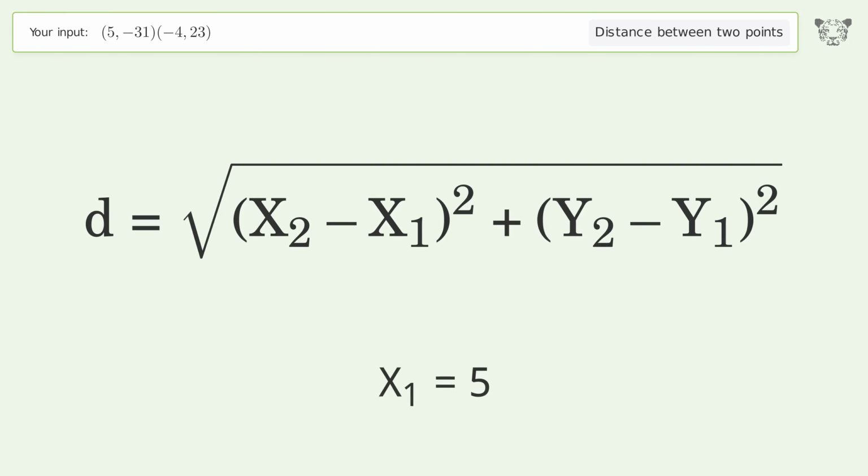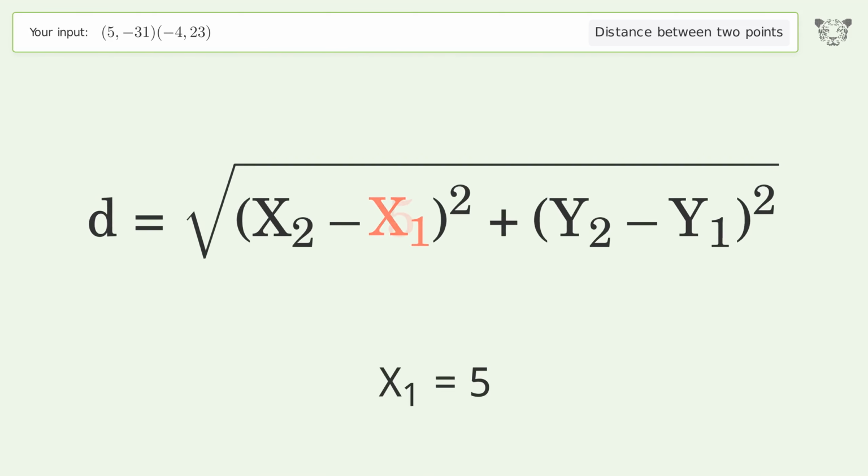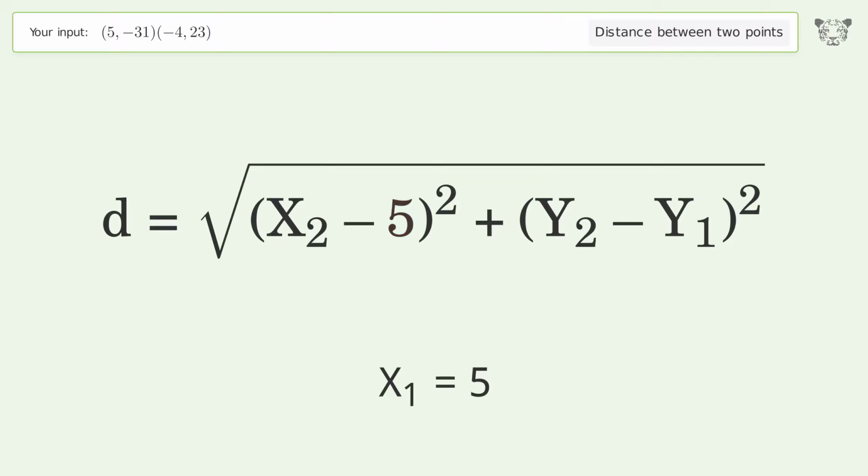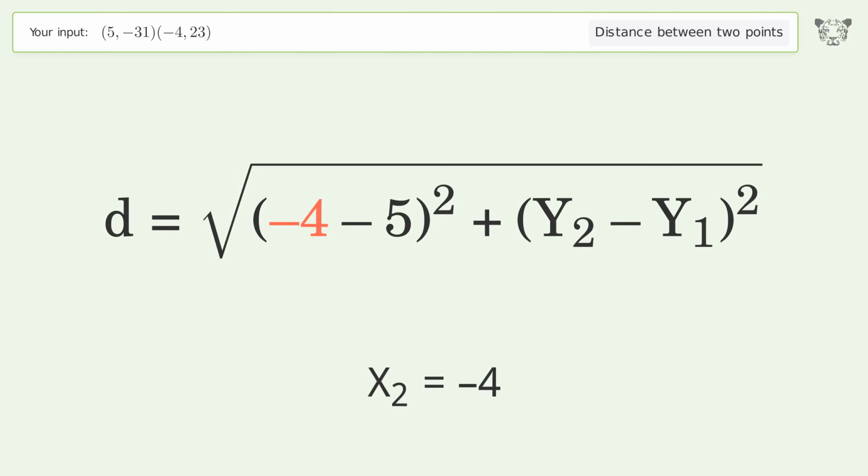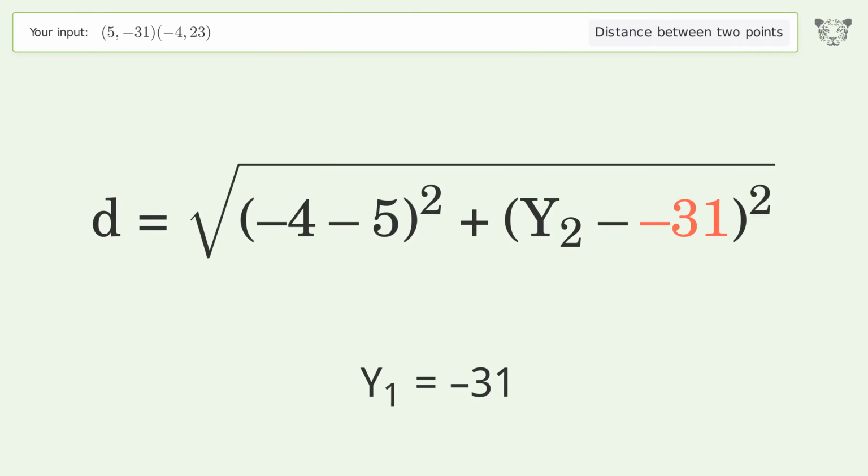x1 equals 5. x2 equals negative 4. y1 equals negative 31. y2 equals 23.